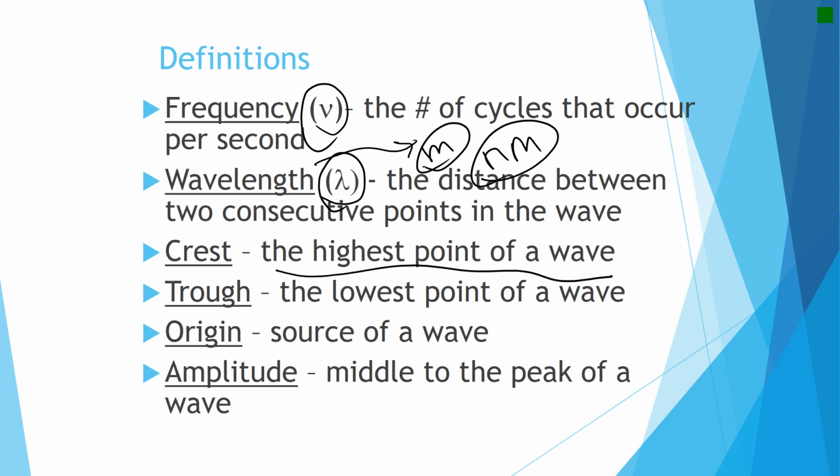Crest is the highest point of the wave. Trough, I always think of a trough like a pig trough. It's where they eat out of, and that is actually the lowest point of the wave. The origin is the source of the wave, so where does it start? And amplitude is the middle of the wave to the peak. So how high does it go?